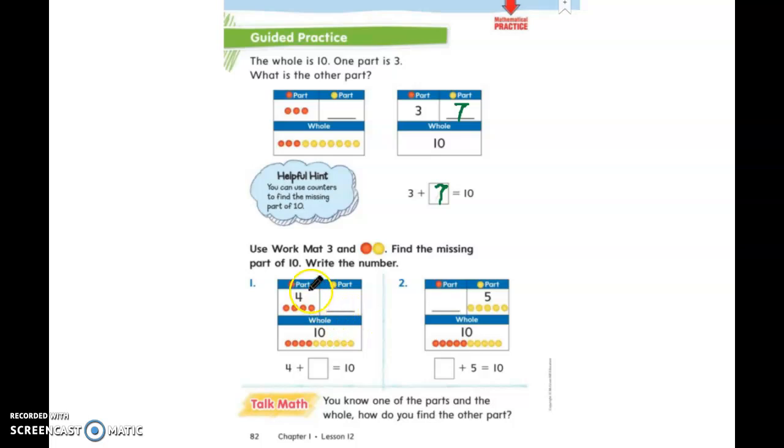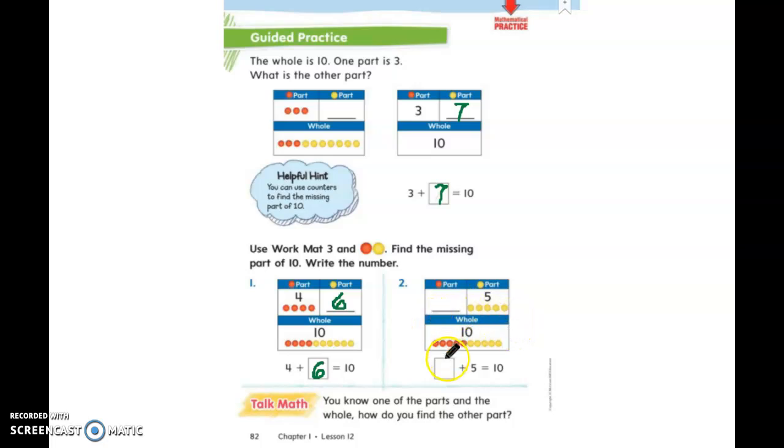Our first part is, what is it? It's 4. If we look down here, here's our first part. 1, 2, 3, 4. Now let's go up here. We're trying to find our second part, which is our yellow counters. We'll come down here and we'll count. 1, 2, 3, 4, 5, 6. Oh, 6 there. And all together, boys and girls, we have 10. So we know 4 plus 6 goes in our box, equals 10.